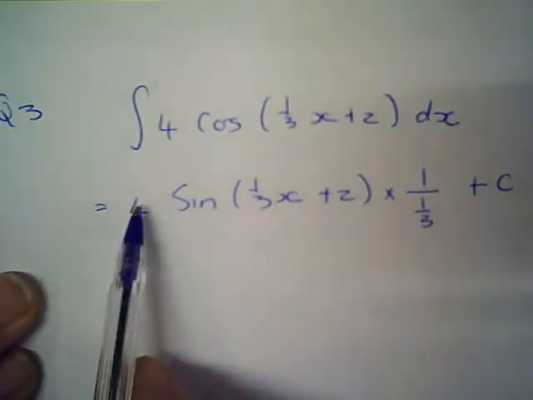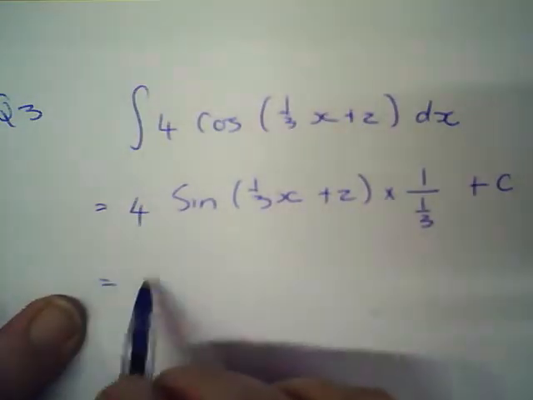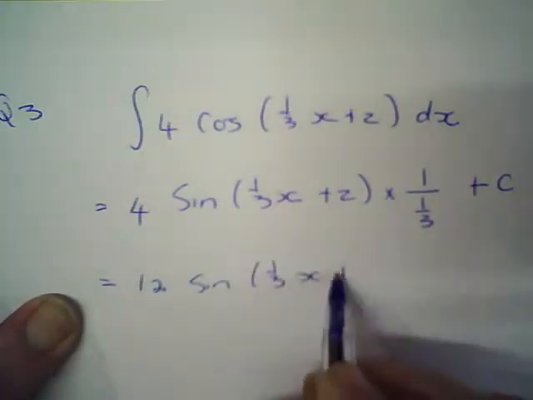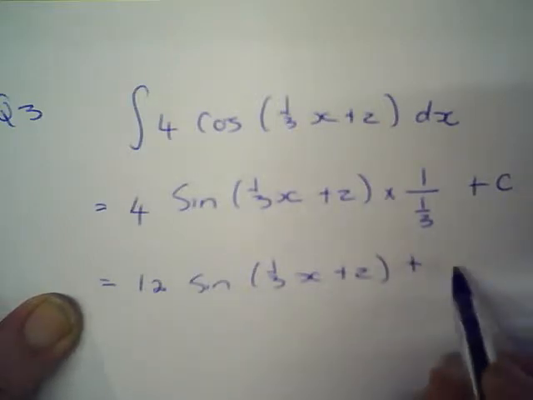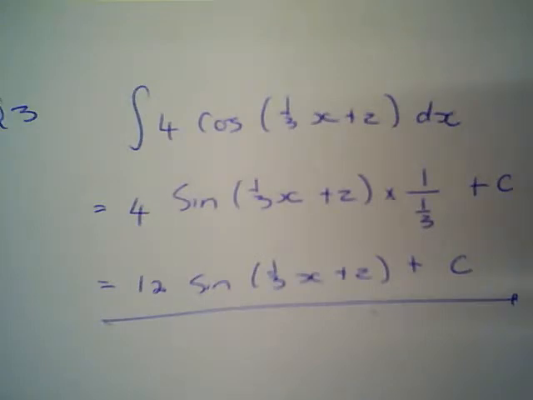Let's simplify this. 1 divided by 1/3 would give me 3. 3 times 4 would give me 12 sine (1/3 x + 2) plus c. And that is my final answer. Okay, good. I'm quite happy with this one. Let's move to question B. So 3b.